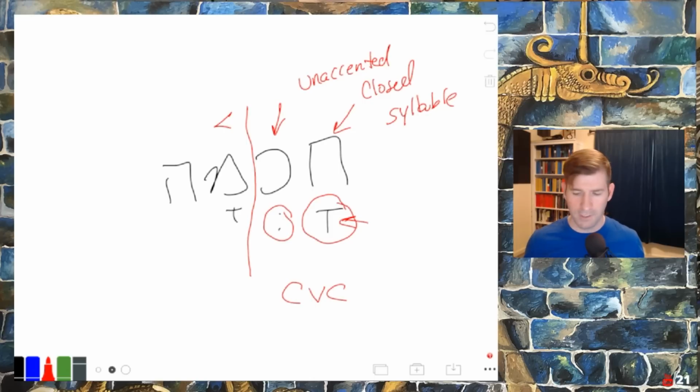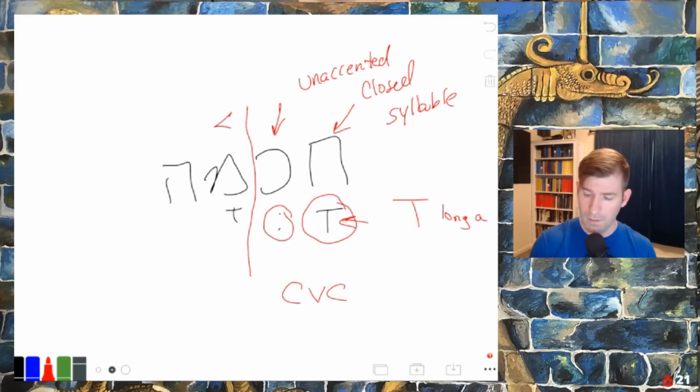So we were talking about closed, unaccented syllables. They need short vowels. So this kametz, or this capital T looking vowel, can either be a long A, or it can be a short O. So that's why this sort of thing is important, right?